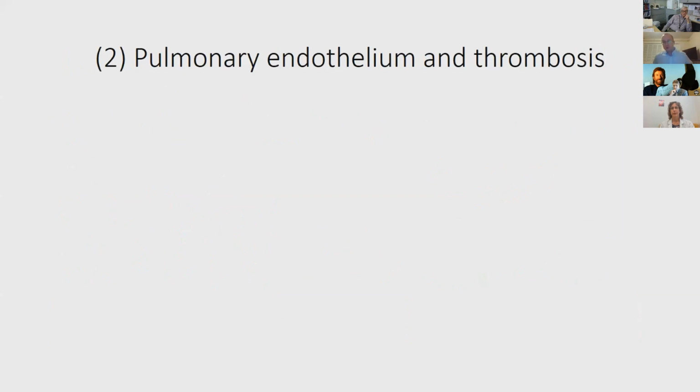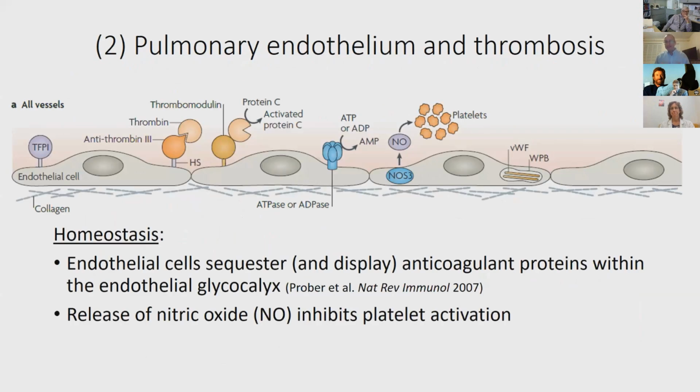What about thrombosis? Well, obviously endothelial cells have got to be anticoagulant, otherwise we'd be clotting all over the place. And this anticoagulant nature is also largely governed by this endothelial surface layer, which harbors a number of anticoagulant proteins. Tissue factor pathway inhibitor exists within the glycocalyx. Heparan sulfate binds to antithrombin 3, which negates thrombin.